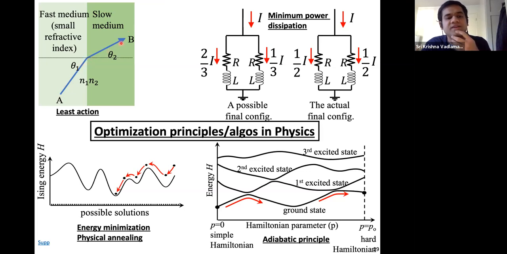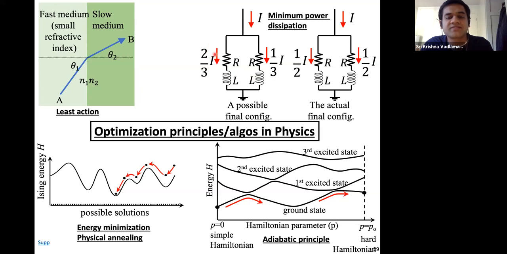These types of problems are easy to solve, and we can compute the path of light. It's not a difficult problem, but shining a torchlight will give us the solution at the speed of light, so there's possibly a speed advantage there. There is also this slightly more controversial principle, which is the principle of minimum power dissipation. Here I've portrayed it a certain way, and when I portray it this way, it's very convincing.